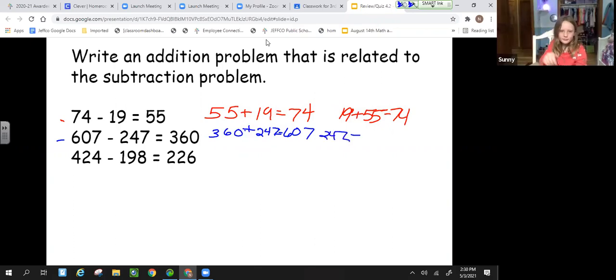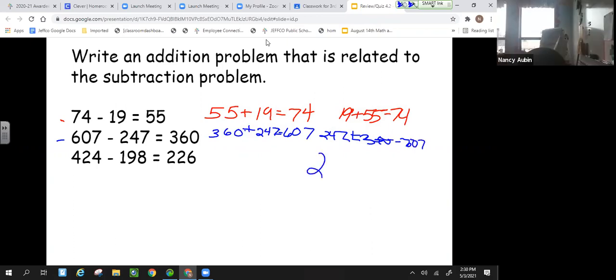247 plus 360 equals 607. So my board does not work. That should say 247 plus 360 equals 607. What property is that, when you turn the numbers around and you get the same answer? What is it, Max Giesberg? Commutative. It works for multiplication and addition, doesn't it? All right, nice job.